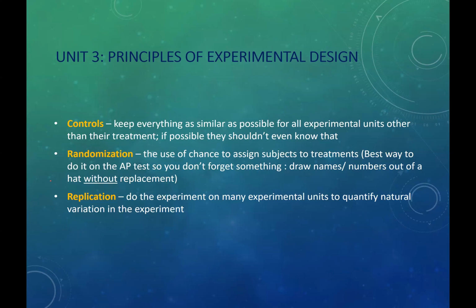The third principle of experimental design is replication. You have to do an experiment on many experimental units to quantify natural variation in the experiment. So I can't just use 2 rabbits, one with hippity hop, one with the lame other food. I have to have several rabbits in the group because my rabbit might have just been better to start off with. So I have to make sure I have multiple rabbits, or multiple whatever the experimental units are. I'm just using that example because we did that in class.